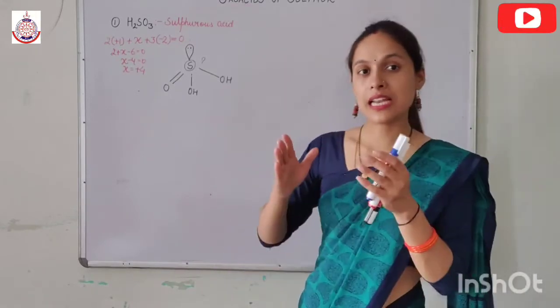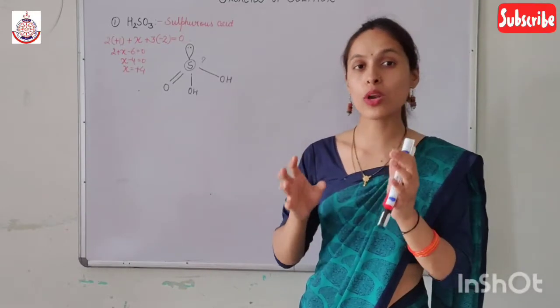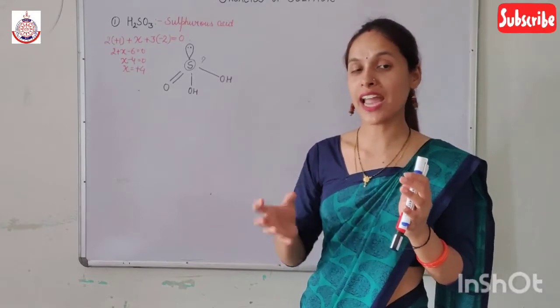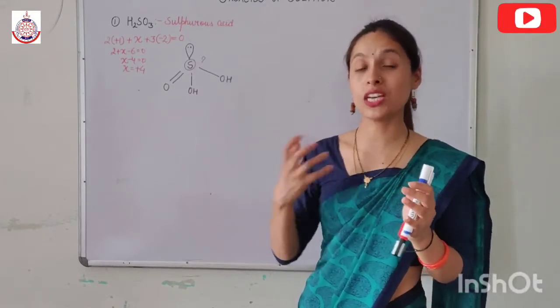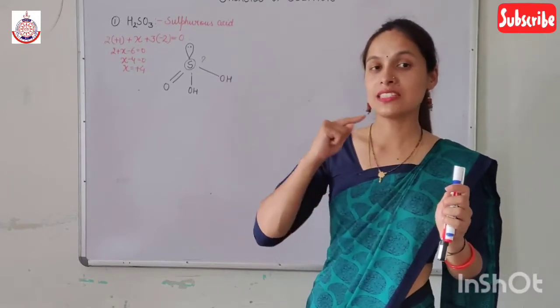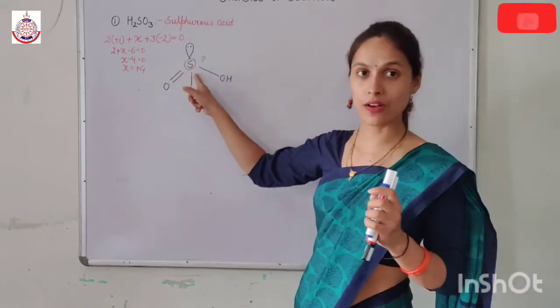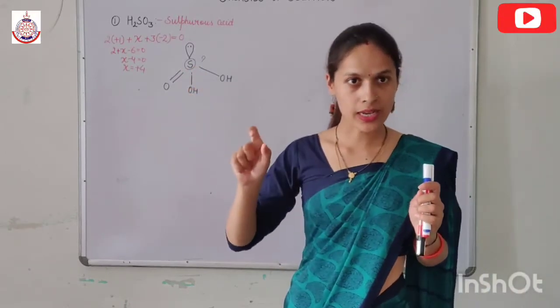And if the electrons are present between the sulfur and the oxygen, due to more electronegativity, oxygen tries to attract the shared pair of electrons towards itself. As a result, there is a decrease in the electron charge density around the sulfur atom. Clear what I am saying?